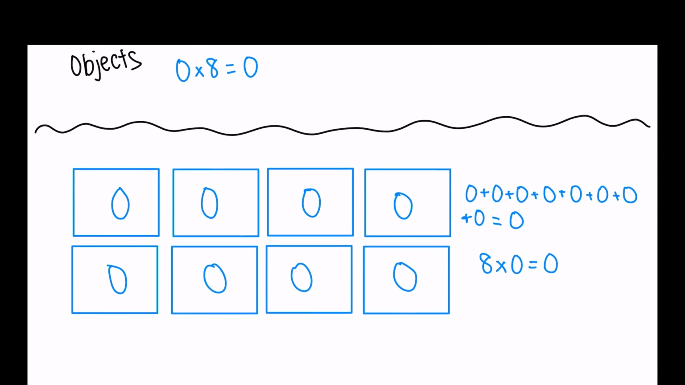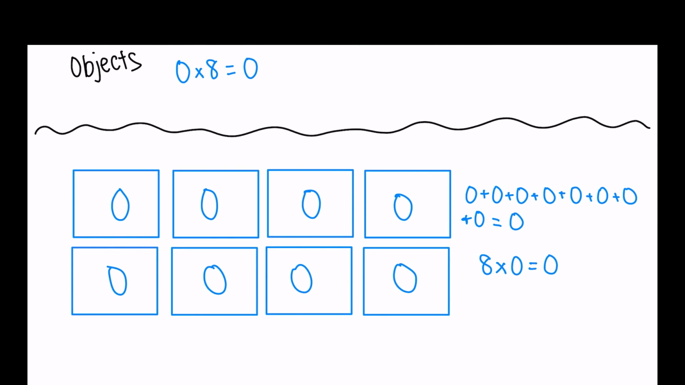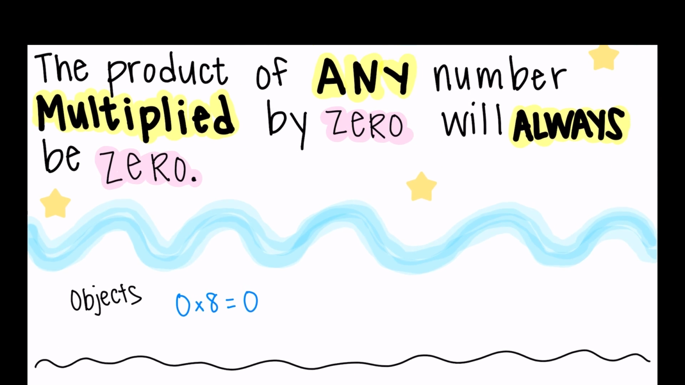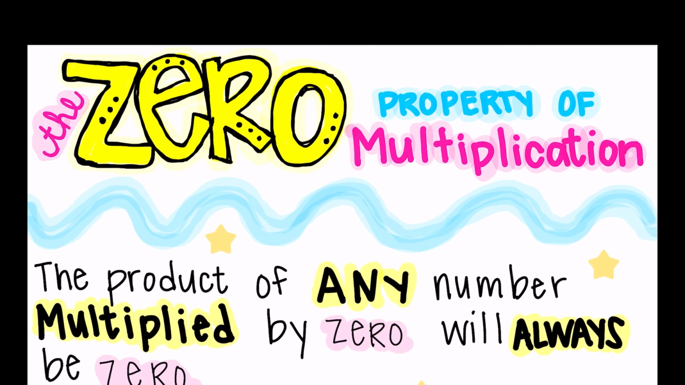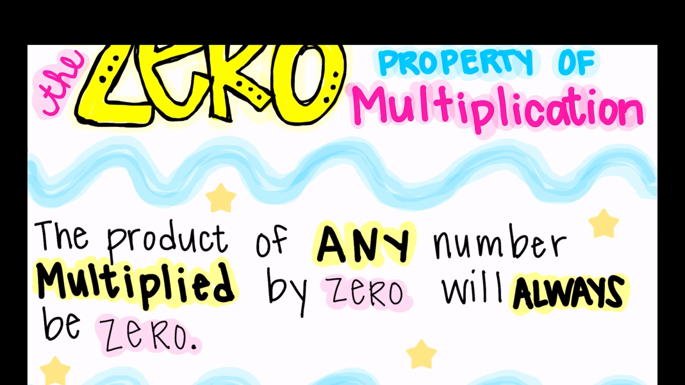So I want you to think if we were to draw 100 groups here. So we had 100 groups, and in each of those groups there were 0 objects. We're still going to get a product of 0 because there would just be 100 zeros there. And since multiplication represents a repeated addition, this rule applies for any number. So in this video, we talked about the zero property of multiplication and why the product of any number multiplied by 0 will always be 0.